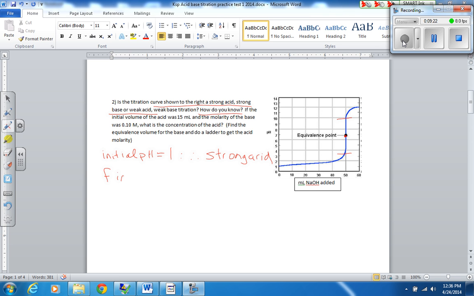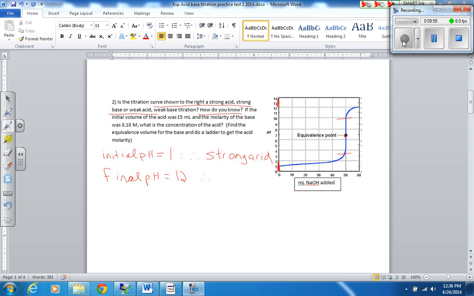And the final pH. What's the final pH? 12. Yes, actually right at 12. Therefore, anything 12 and above, strong. 2 or less, strong. 12 and above, strong. So from 14 to 12 and from 0 to 2, we're starting with something strong. So you're just looking at your beginning and your ending pHs, and that tells you.